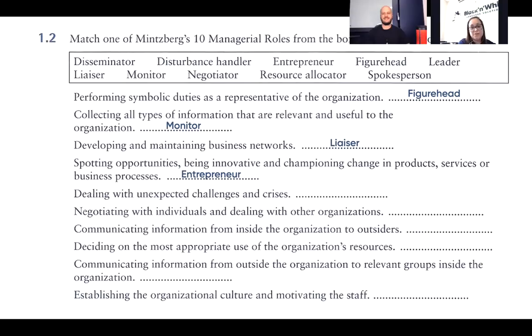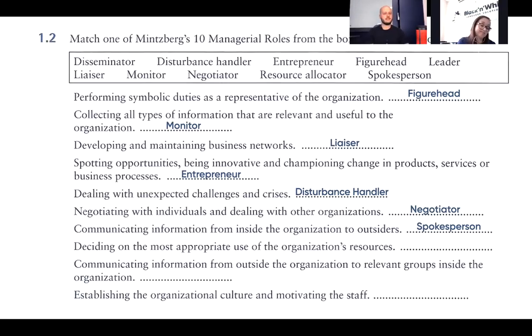Entrepreneur. Dealing with unexpected challenges and crises. Disturbance handler. Negotiation with individuals and dealing with other organizations. As a negotiator. Communicating information from inside the organization to outsiders.